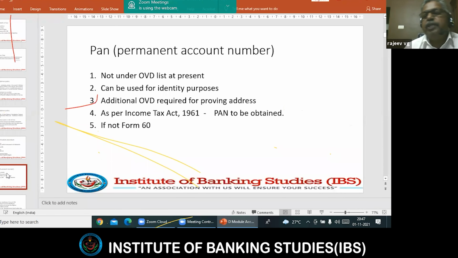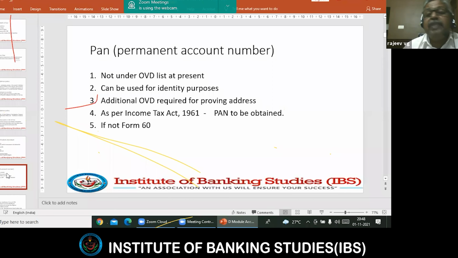In addition to this, you can also submit the tax receipt in respect of the municipal or local body. Local body tax receipt also will be accepted. Municipal tax receipt also will be accepted as a limited purpose OVD for the purpose of identification of the address.